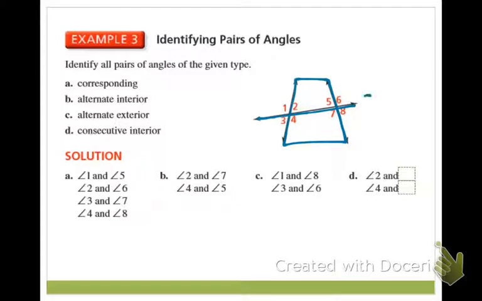The last one is consecutive interior. So this is still your transversal going down the middle. So consecutive means they're on the same side of the transversal. So this time the transversal is a horizontal line. So there's above the transversal and there's below the transversal. So we got 2. What is 2 consecutive with, do you think? It is 5. 2 and 5. 4 and 7. 2 and 5, 4 and 7.